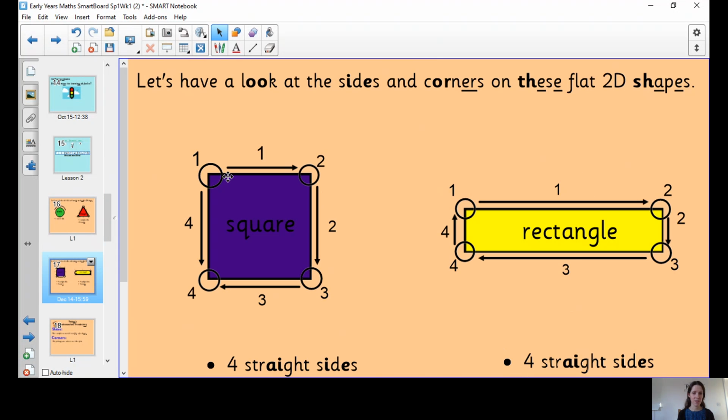Here we have a square. Squares have 1, 2, 3, 4 sides and 1, 2, 3, 4 pointy corners. Here is our rectangle. Rectangles also have 1, 2, 3, 4 straight sides and 1, 2, 3, 4 pointy corners. On a rectangle, 2 of the sides are long and 2 of the sides are short.